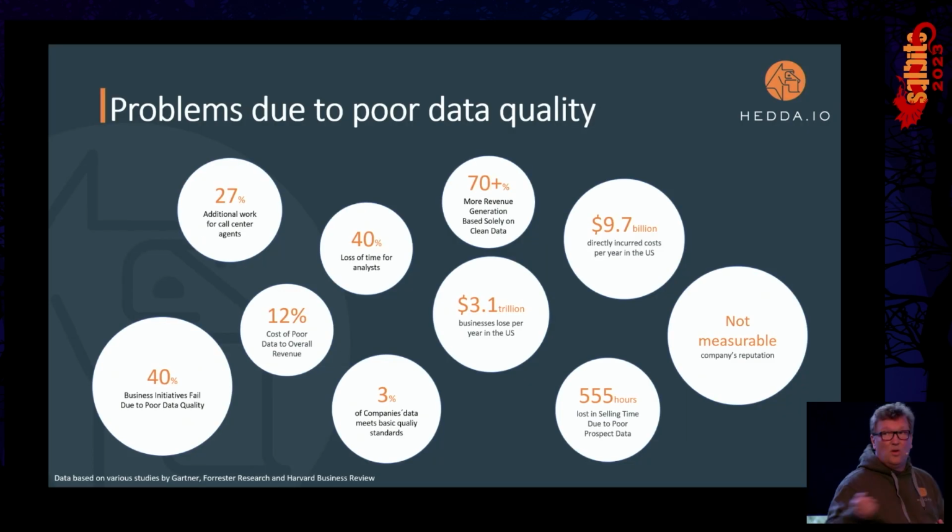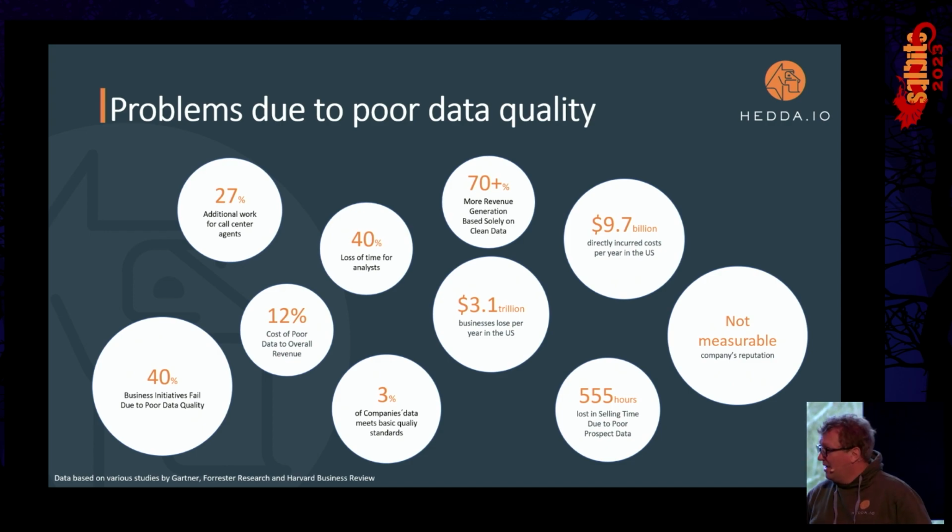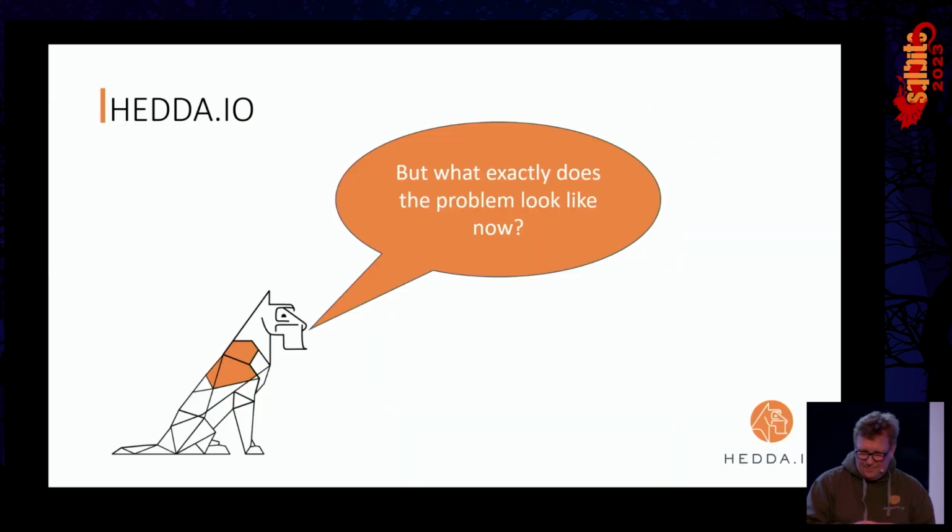If you look at some of these problems, there are some numbers for this. I don't want to go into detail, but also things like 555 hours lost in selling time due to poor prospect data. And I think maybe you also receive email letters or something like this pronouncing your name wrong, or you don't get any service requests from your dealership or something like this. So there are a lot of problems that poor data quality can produce.